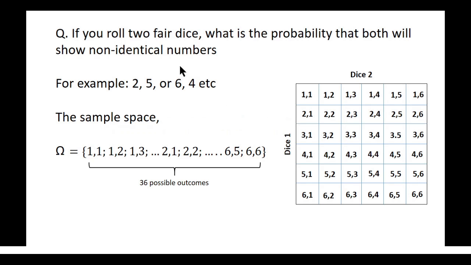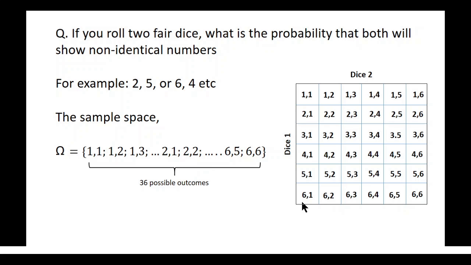Imagine that you rolled two dice. The question is, what is the probability that they will show up non-identical numbers? For example, 2 in one and 5 in the other, or 6 in one and 4 in the other, and so on. To solve the problem, let us first look at the sample space omega.